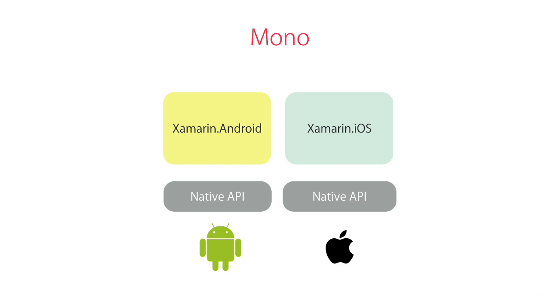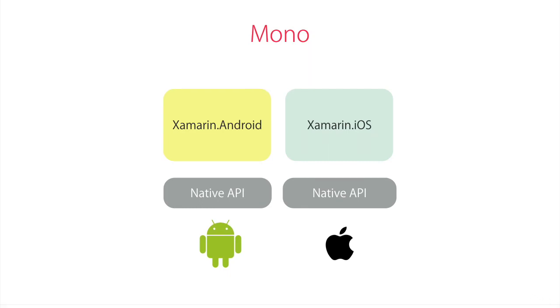And these libraries will internally call the corresponding API on the target platform. Now, how that happens, it's pretty complex and it's not something we need to worry about. That's something that developers at Xamarin have to deal with. Now that you have an understanding of Xamarin.Android and Xamarin.iOS, let's get a little bit more specific here.